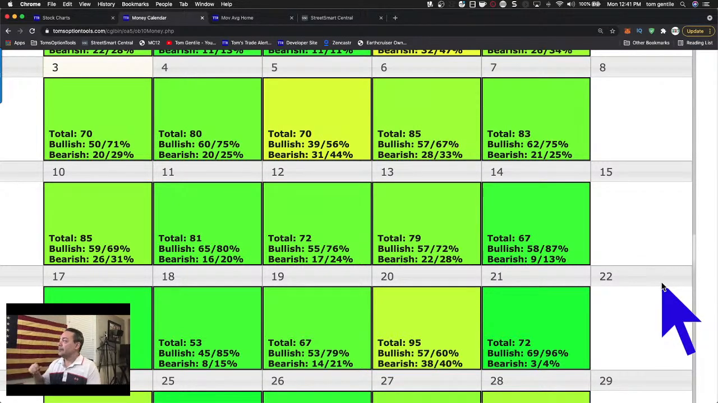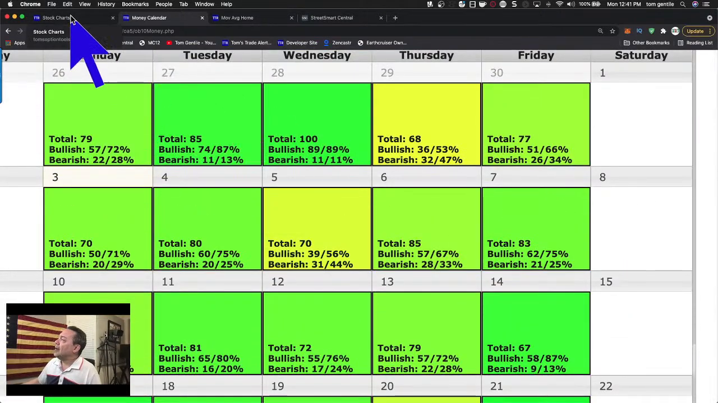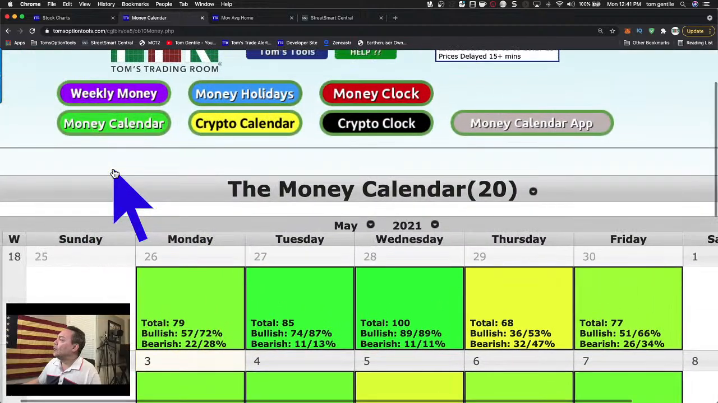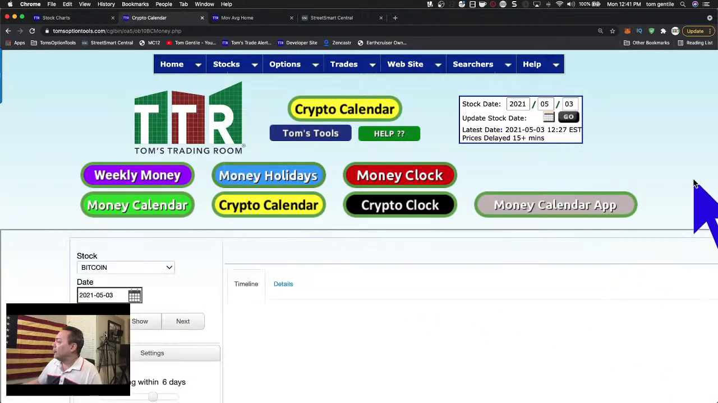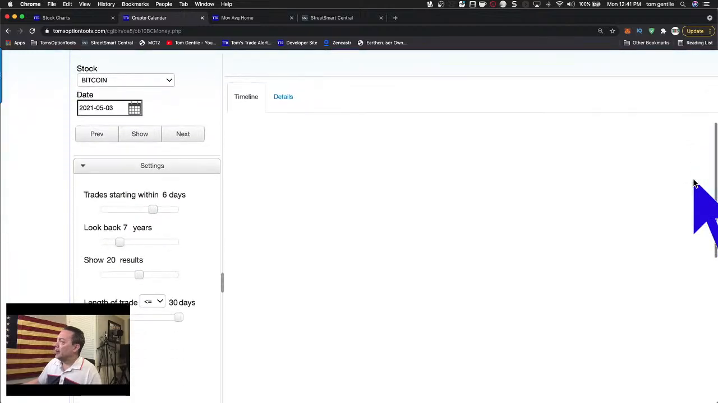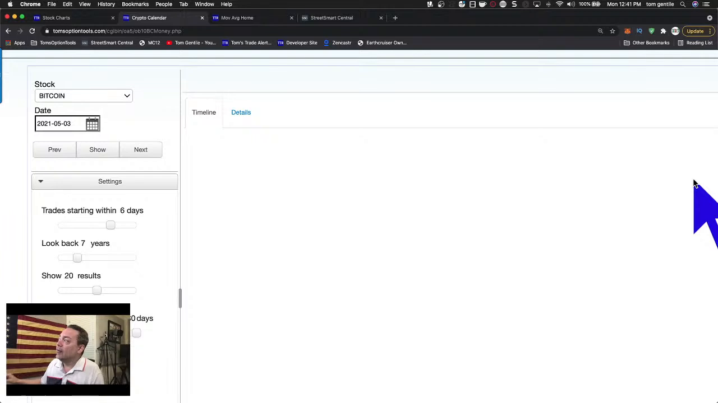Okay? So that's the stock market. That's the money calendar. Let's move into cryptocurrency for a few minutes. And to go to cryptocurrency, I'm actually going to move over and look at cryptos. And you know what we can do is we can look at the crypto calendar. And on the crypto calendar right now, I use Bitcoin because if Bitcoin's going up, then a lot of the big ones are moving along with it.